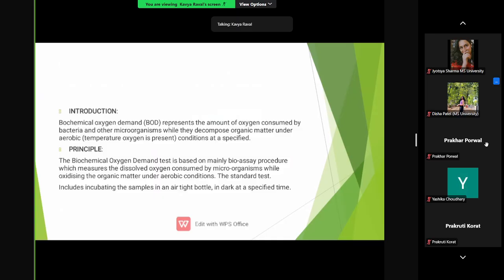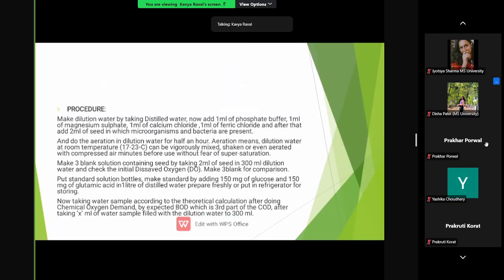Introduction. BOD represents the amount of oxygen consumed by microorganisms while decomposing organic matter. The test measures oxygen depletion under controlled aerobic conditions. In the procedure, dilution water is prepared by adding buffer and nutrient solution. Samples are diluted appropriately. Initial DO is measured by DO meter. Bottles are incubated for a specific period before measuring final DO.